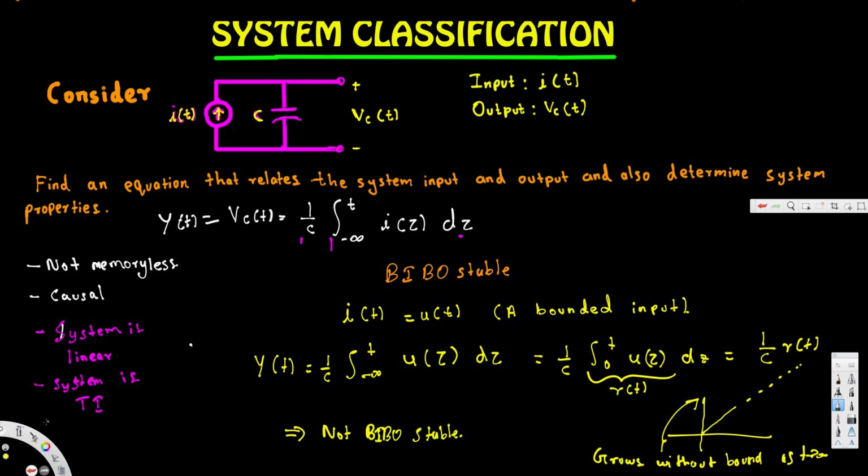We can say that our last property is: not BIBO stable. Those are the properties of this system, and that's it. I hope this helps. Thanks for watching.